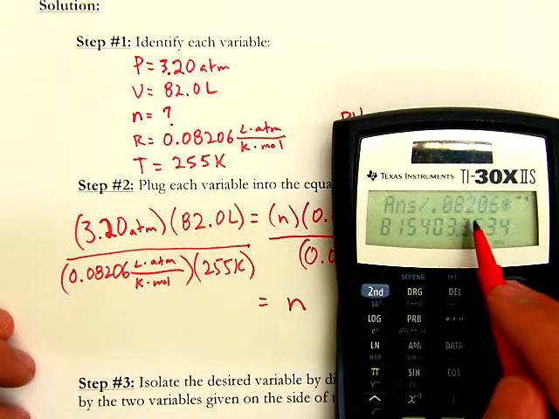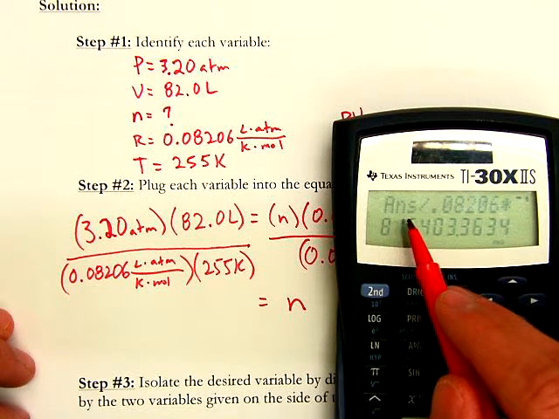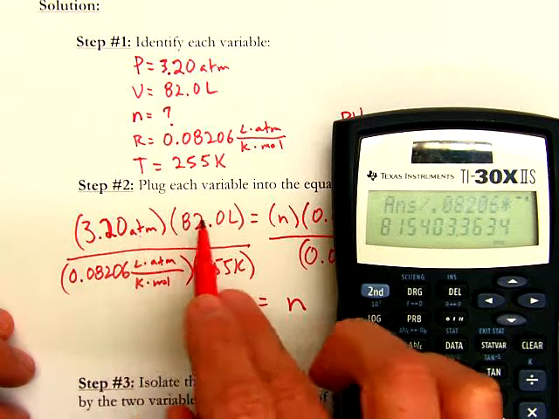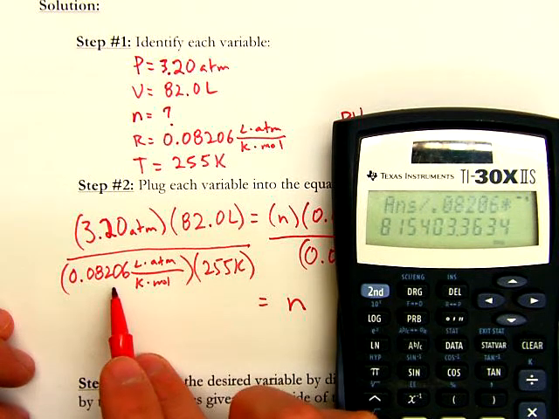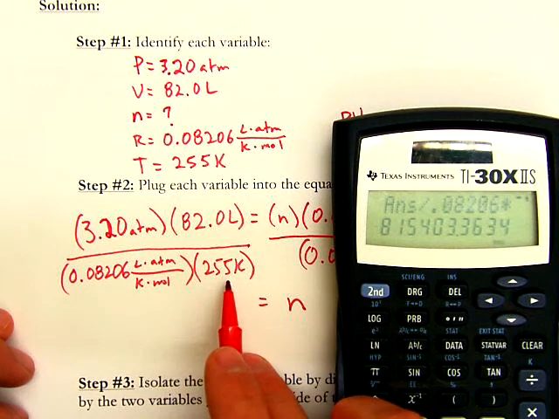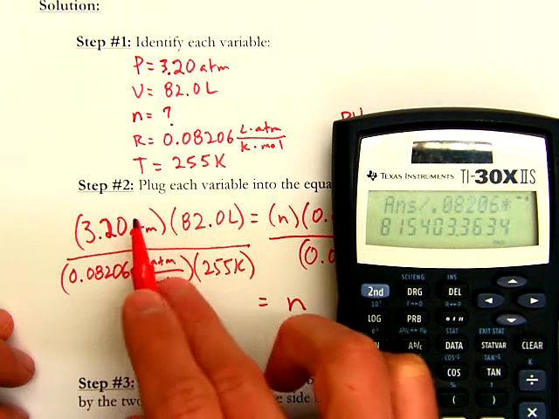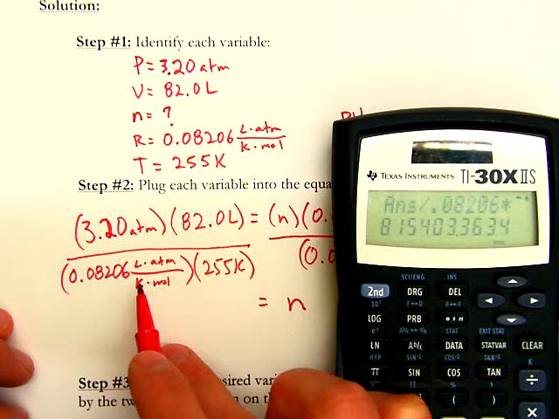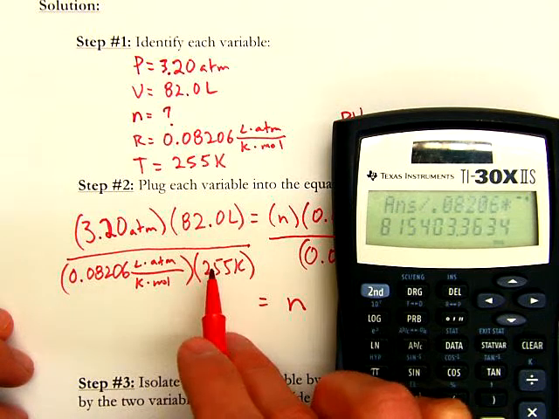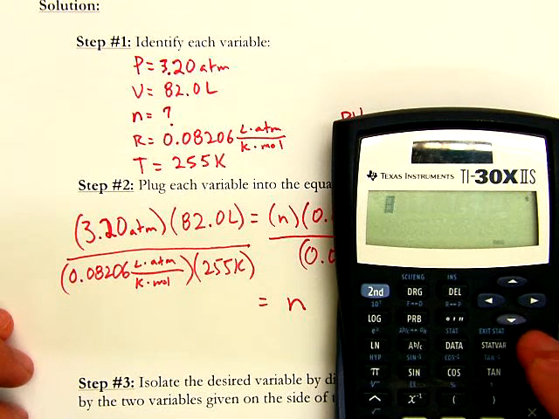But the problem was what I actually did on the calculator was I took these two numbers and multiplied them. I then divided it by R, and whatever that number is was then multiplied by 255. And that's not what you want to have happen. Okay? You want the product of the two numbers on top to be divided by whatever the product of the two numbers on bottom is. So this is an order of operations thing in your calculator.